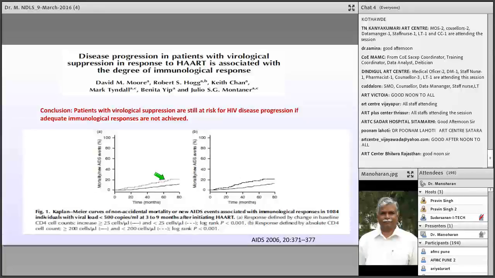And also the response is defined by absolute CD4 count. This is more than 200 increase, and this shows less than 200 increase. So after 6 months, if the CD4 increase is less than 200, then the AIDS related events are very high compared to patients who have shown good improvement in CD4 count. So this article clearly says patients with virological suppression are still at risk for HIV disease progression if adequate immunological responses are not achieved.